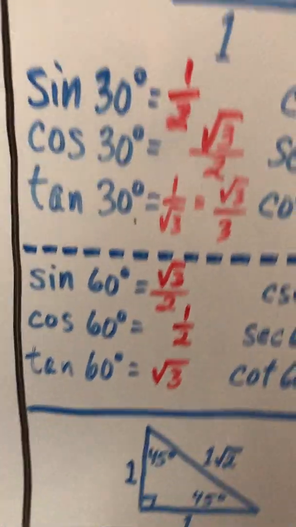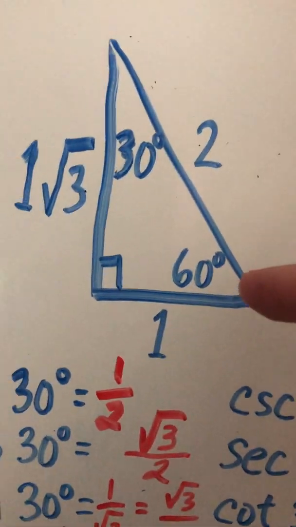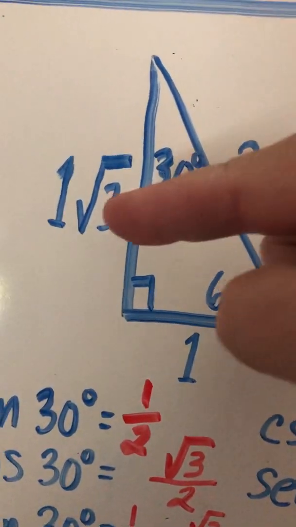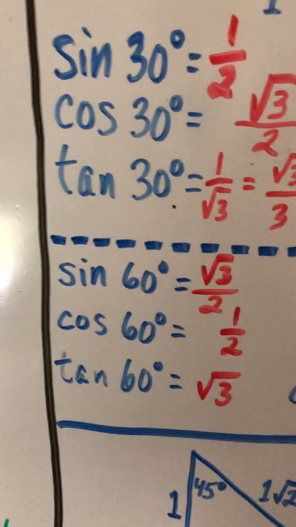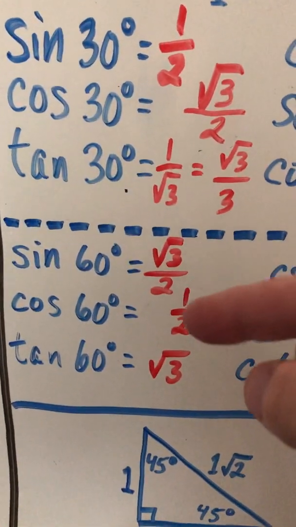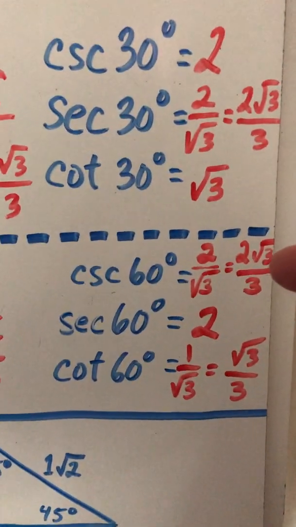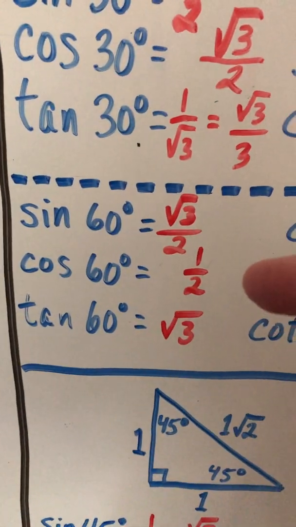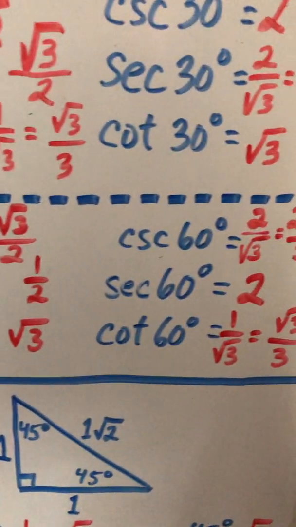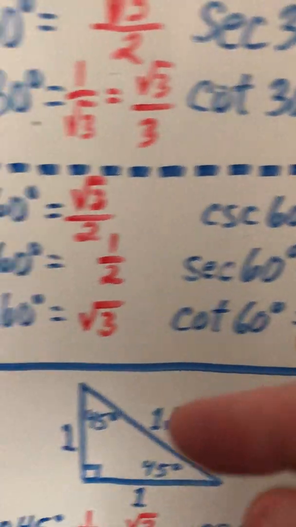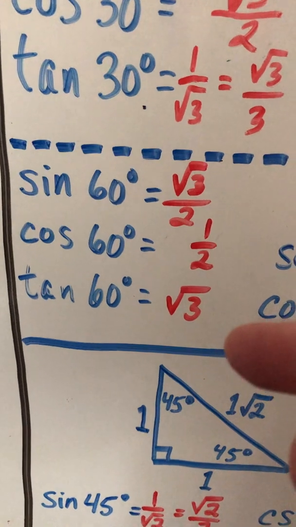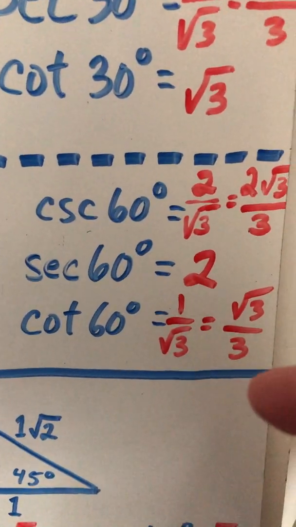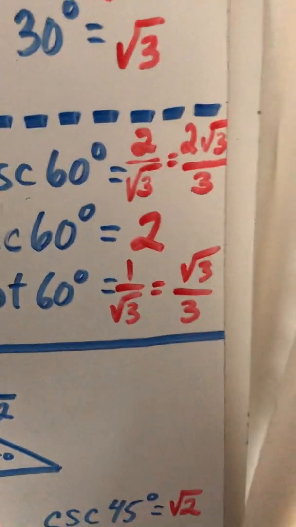Okay, what about 60 degrees? What's sine of 60? Sine of 60 is square root of 3 over 2, opposite over hypotenuse, okay? Sine is square root of 3 over 2, meaning cosecant is 2 square root of 3 over 3. Cosine 60 is 1 over 2, so secant 60 is 2. Tan 60 is square root of 3 over 1, so cotangent 60 is 1 over square root of 3, or square root of 3 over 3.